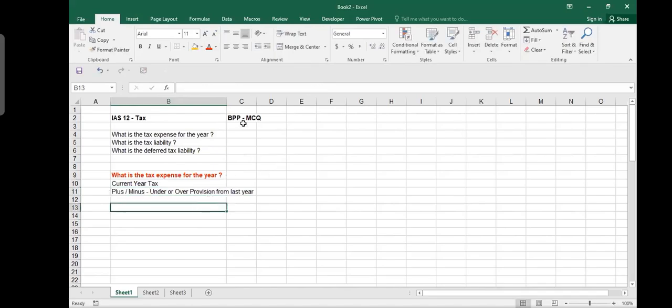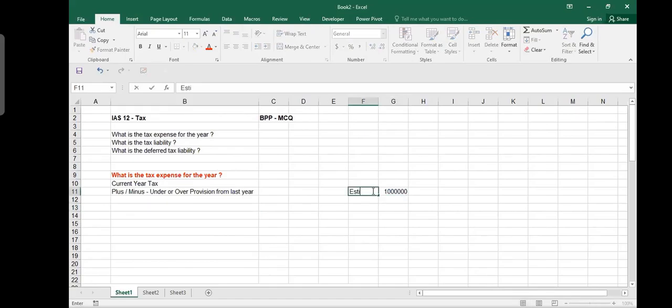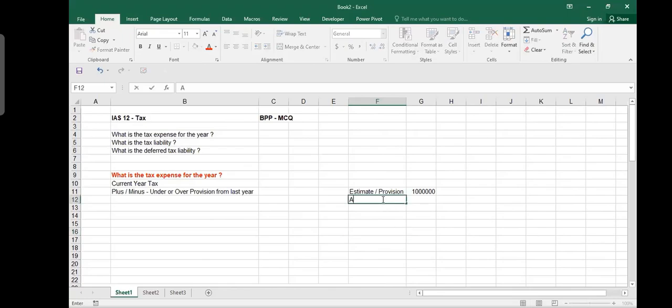What does that mean? Under or over provision from last year means that maybe last year, when you calculated your tax on 31st of December, you estimated your tax expense, and your estimate was, say, $1 million. You thought that your tax expense is $1 million. This was your estimate, or you may call it your provision. You provided this last year. But then this year, when you actually pay the tax, the amount came out to be 120,000. So you made an estimate which was 20,000 less. Last year you recorded less, so you have to pay that.